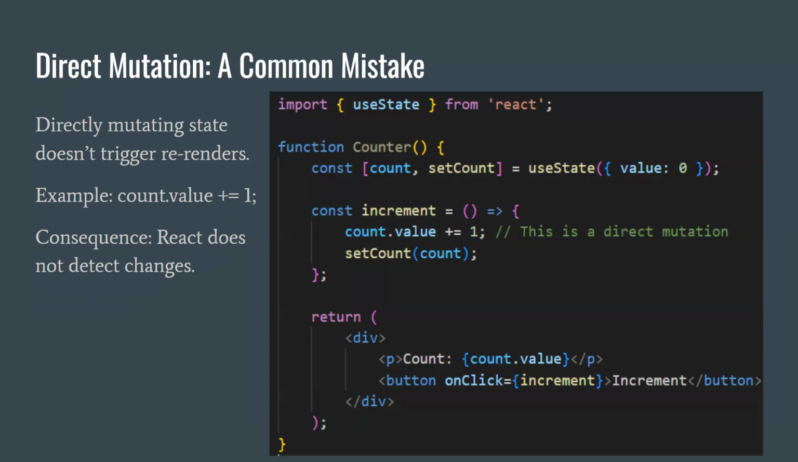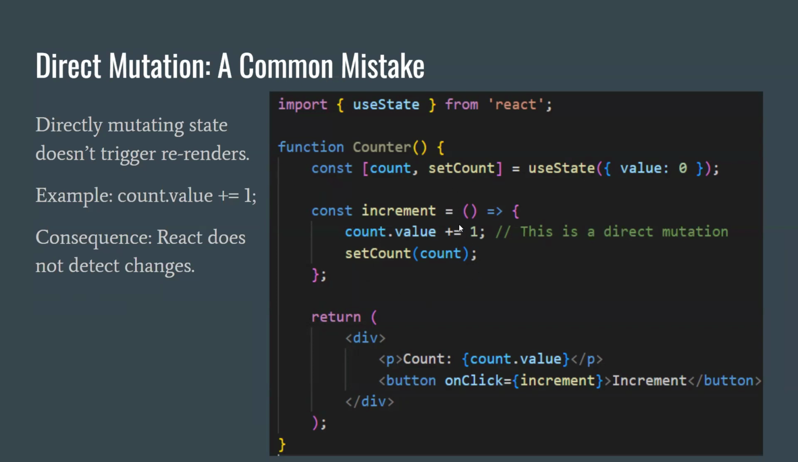A direct mutation, a common mistake. So a common mistake is directly mutating the state object. This might seem straightforward, but can lead to issues where React does not detect the change, resulting in no re-render. It's like changing a book's content without changing its version number. The system simply won't recognize the update.